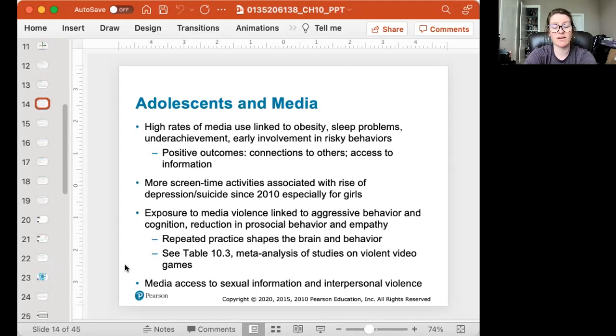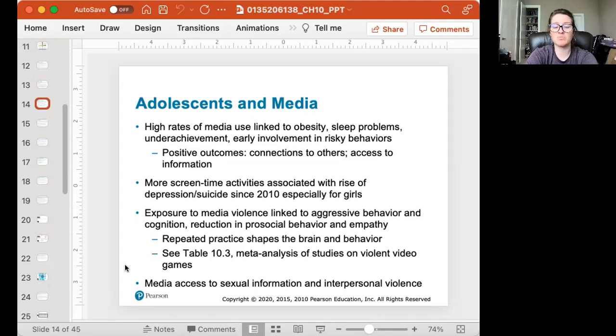And positive outcomes, however, it allows for connection to others and access to information. I don't know if you guys believe it, but I do. Social media totally lends to the spreading of new information like wildfire on lots of things. More screen time activities are associated with the rise of depression and suicide since 2010, especially for girls. Exposure to media violence is linked to aggressive behavior and cognition, and a reduction in prosocial behavior and empathy.